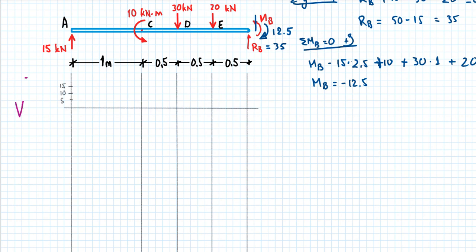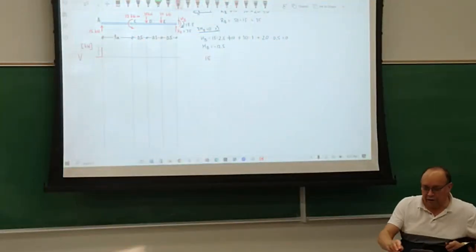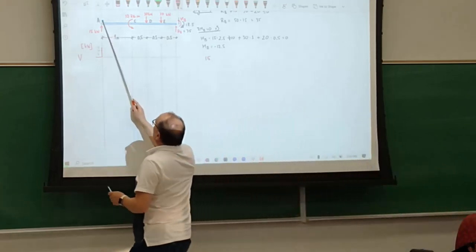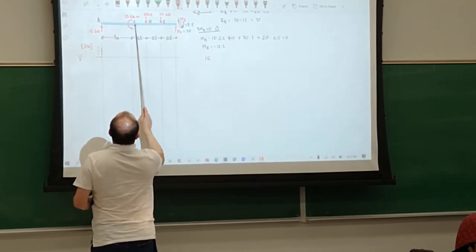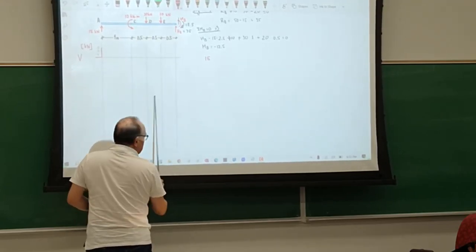And this is the shear diagram. The units are kilonewtons, and then you start with your line, right? Come here, and you go up 15. 0, 0, boom, 15, and then go all the way up to 15. Now, if there are no loads, then you keep going 0, 0, 0. And you pass this point because this is not a load, this is a moment. So you keep going all the way up to here. And then boom, go down.